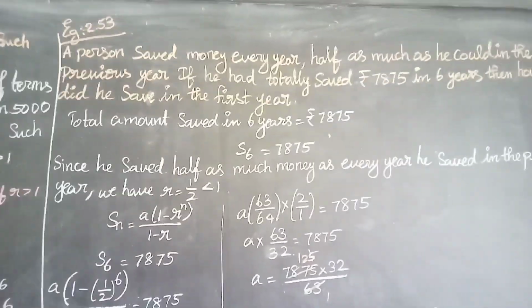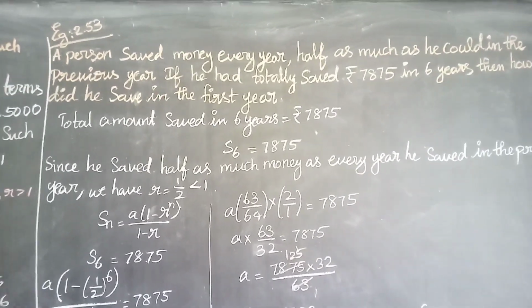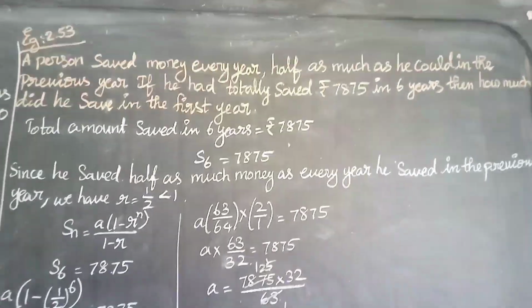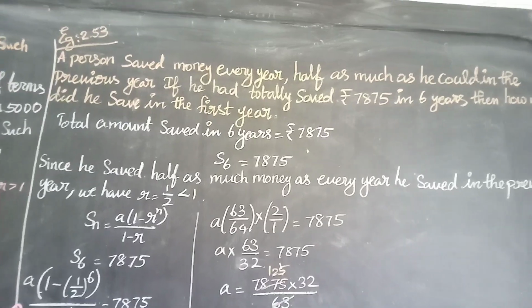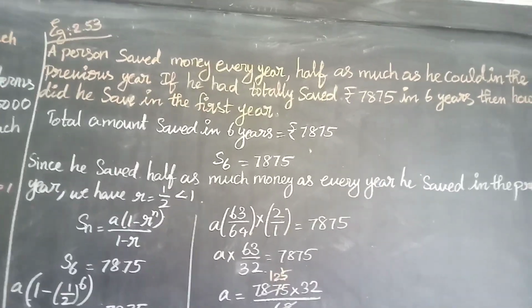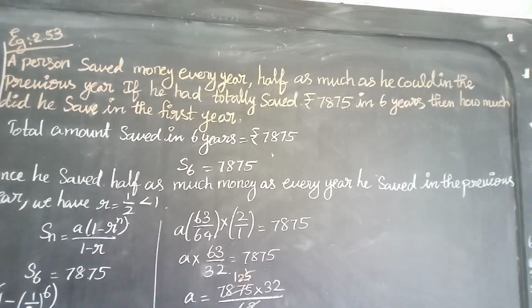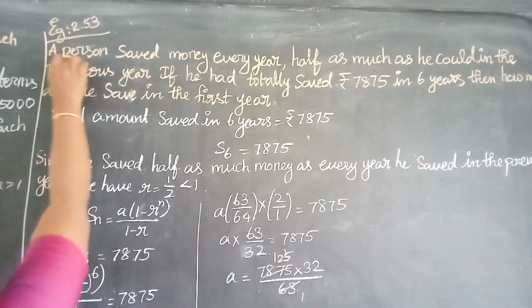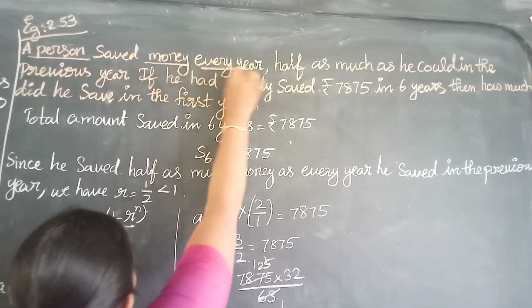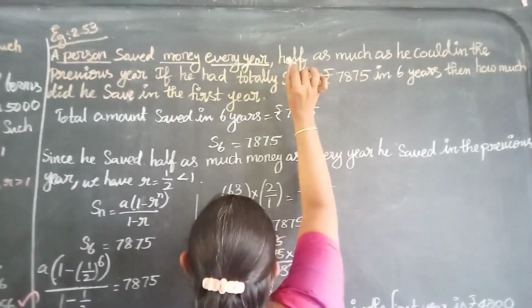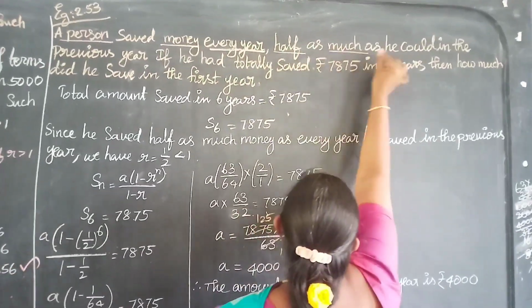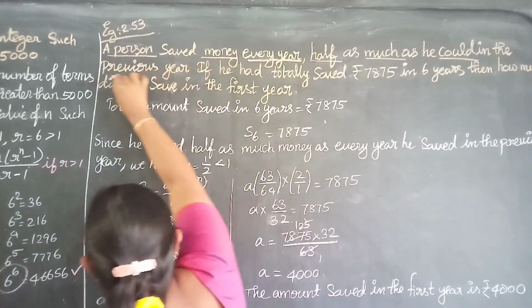Example 2.53. A person saved money every year half as much as he could in the previous year. If he had totally saved rupees 7,875 in 6 years, then how much did he save in the first year? So a person saved money every year. How much is he saving now? Half as much as he put in the previous year.